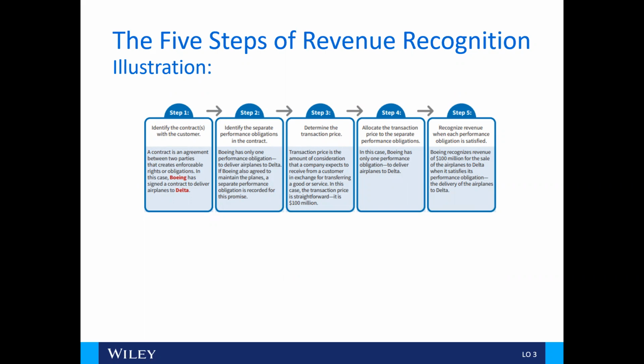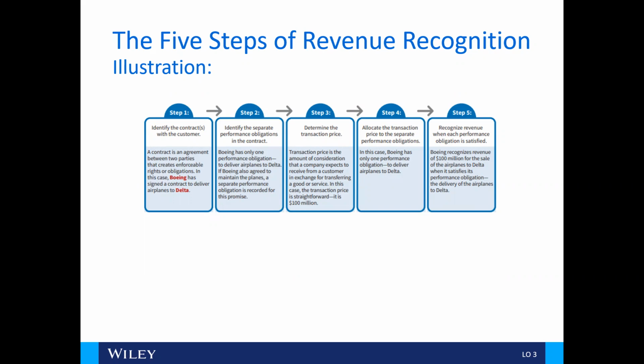So after the contract has been identified, we move on to step 2, where we identify the separate performance obligations. So in this case, Boeing only wants one plane. So there's one performance obligation. If they wanted 2 jets, then there would be 2 separate performance obligations.